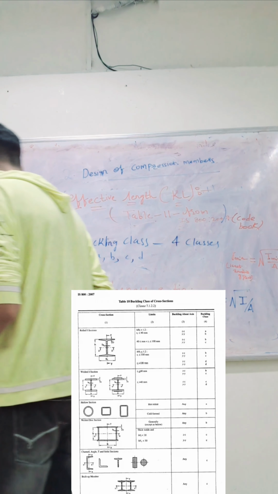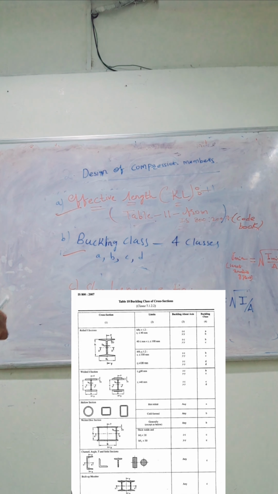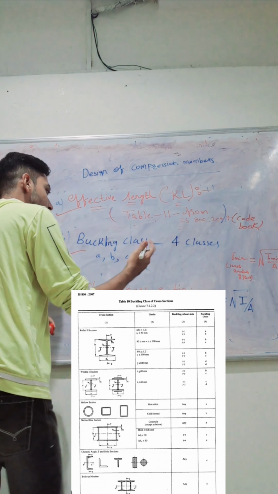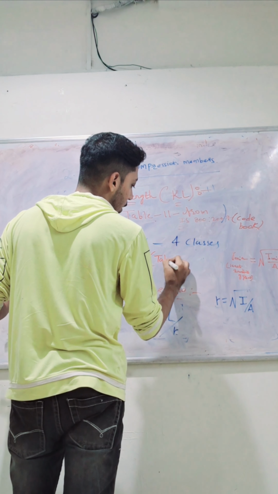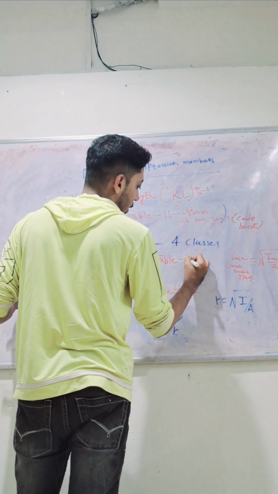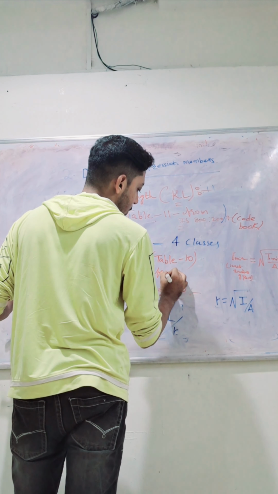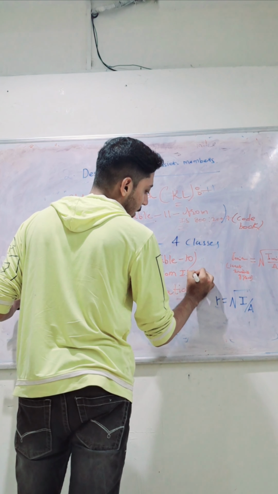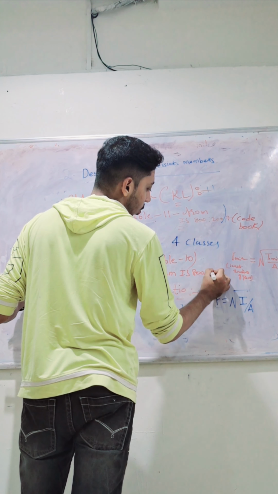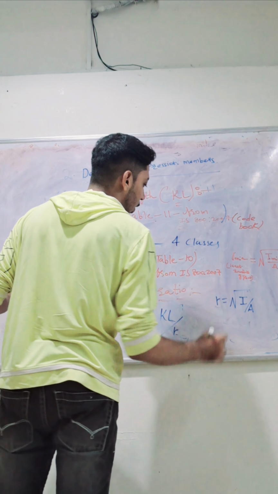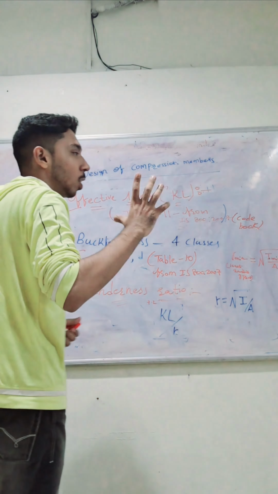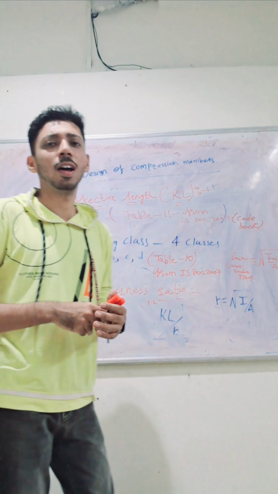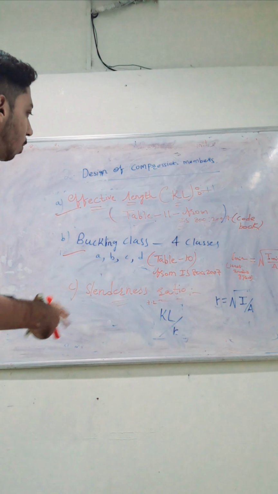You can find the buckling classes in table number 10 of IS 800 2007. There are several buckling classes for imperfection factors, alpha, and something is mentioned for each. You can find it in that code book.